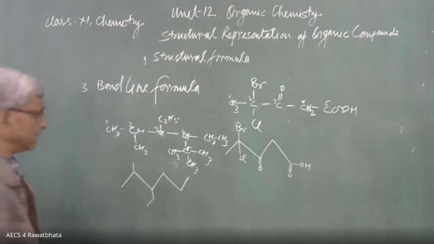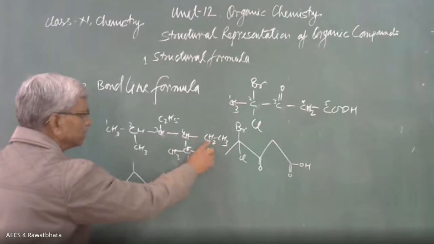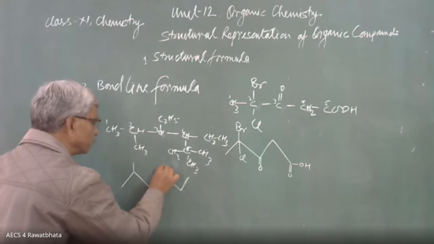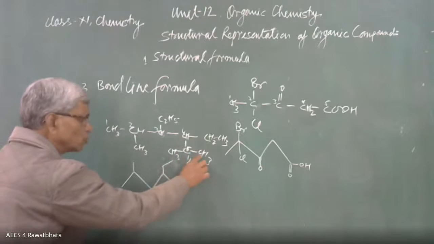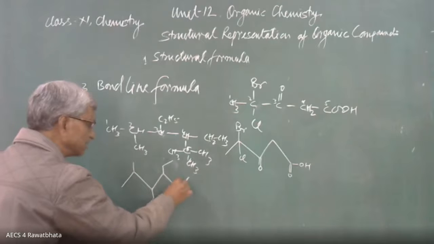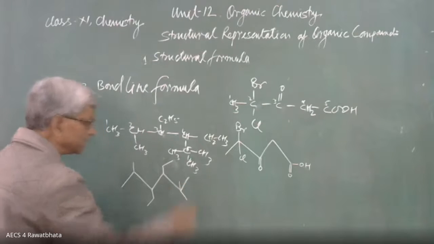Like this. And the fourth carbon atom having this C2H5 once again. Here is the fourth carbon atom. And the fifth carbon atom having 2 CH3 in the opposite direction. This is the one CH3. This is the another CH3.